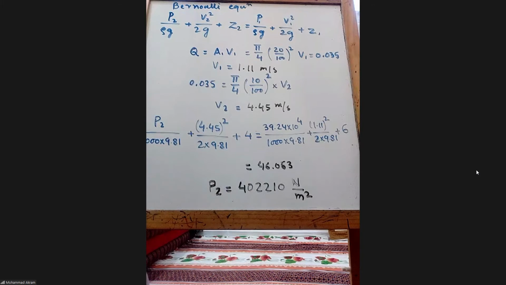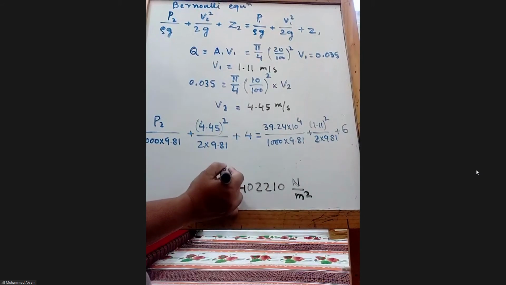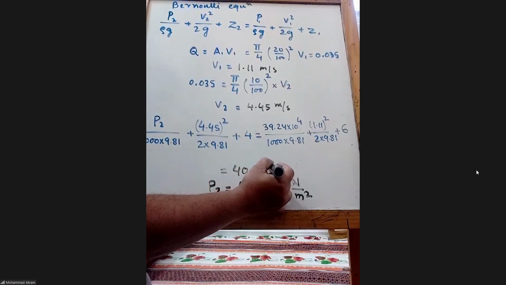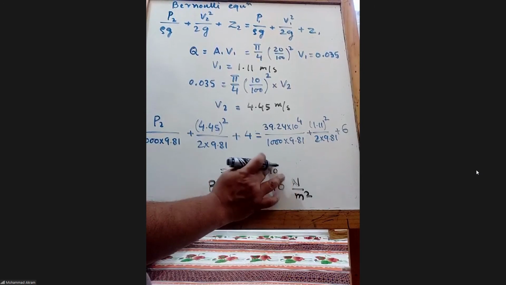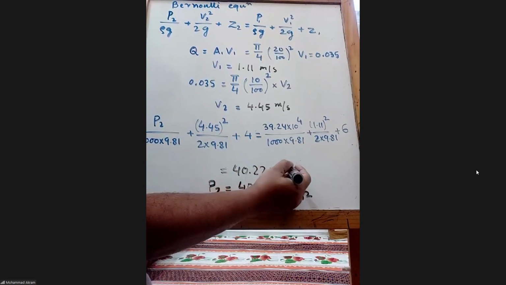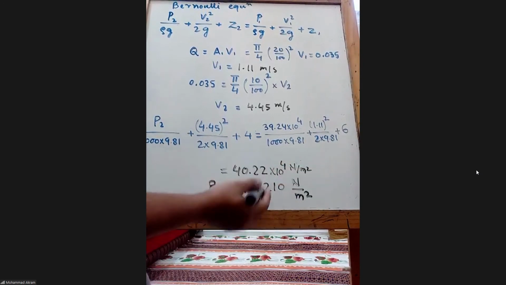Are you getting this? You can write this as is directly, or you can also write this as 40.22 into 10 raised to 4 Newton per meter square. You can write any of the two.